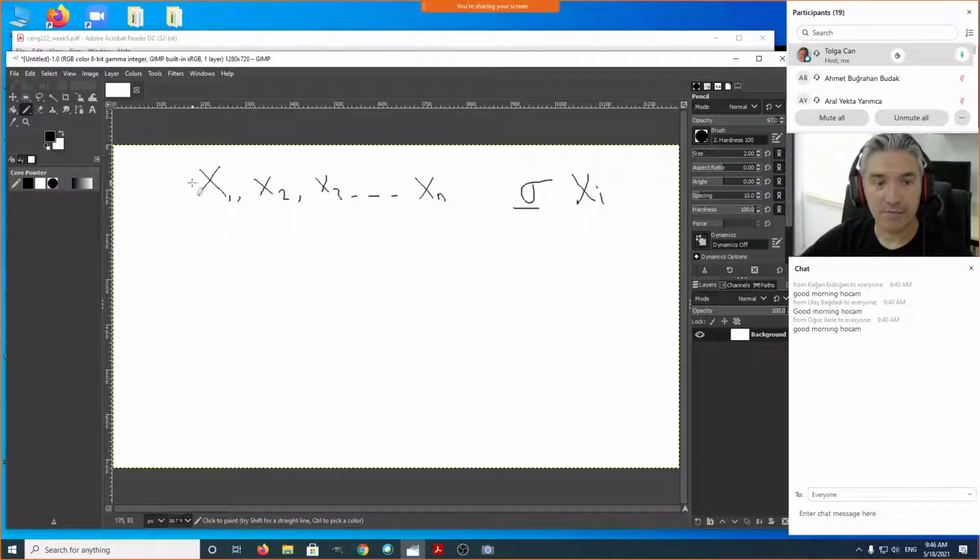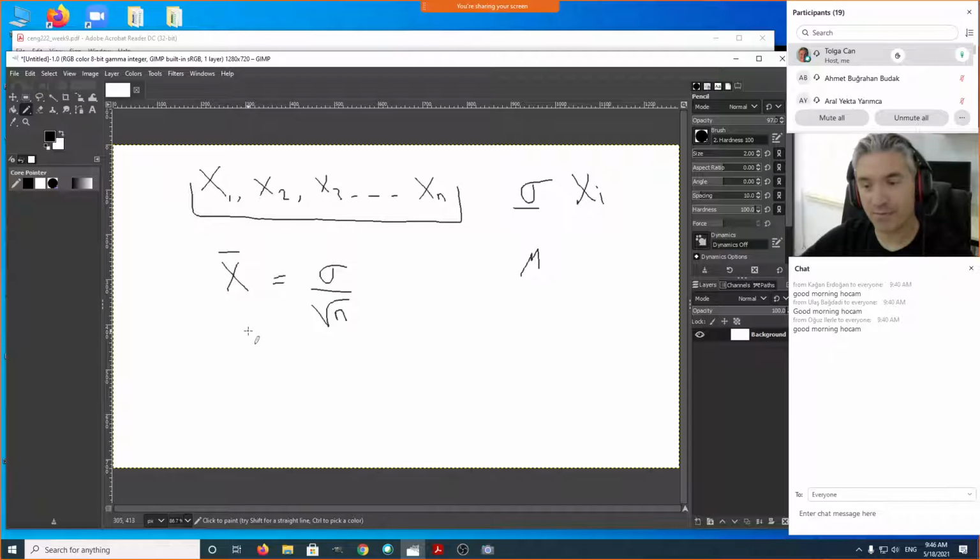then if we want to estimate the mean, if we want to use x bar, the sample mean, as an estimate for mu, the standard deviation of x bar is going to be given as sigma divided by square root of n.